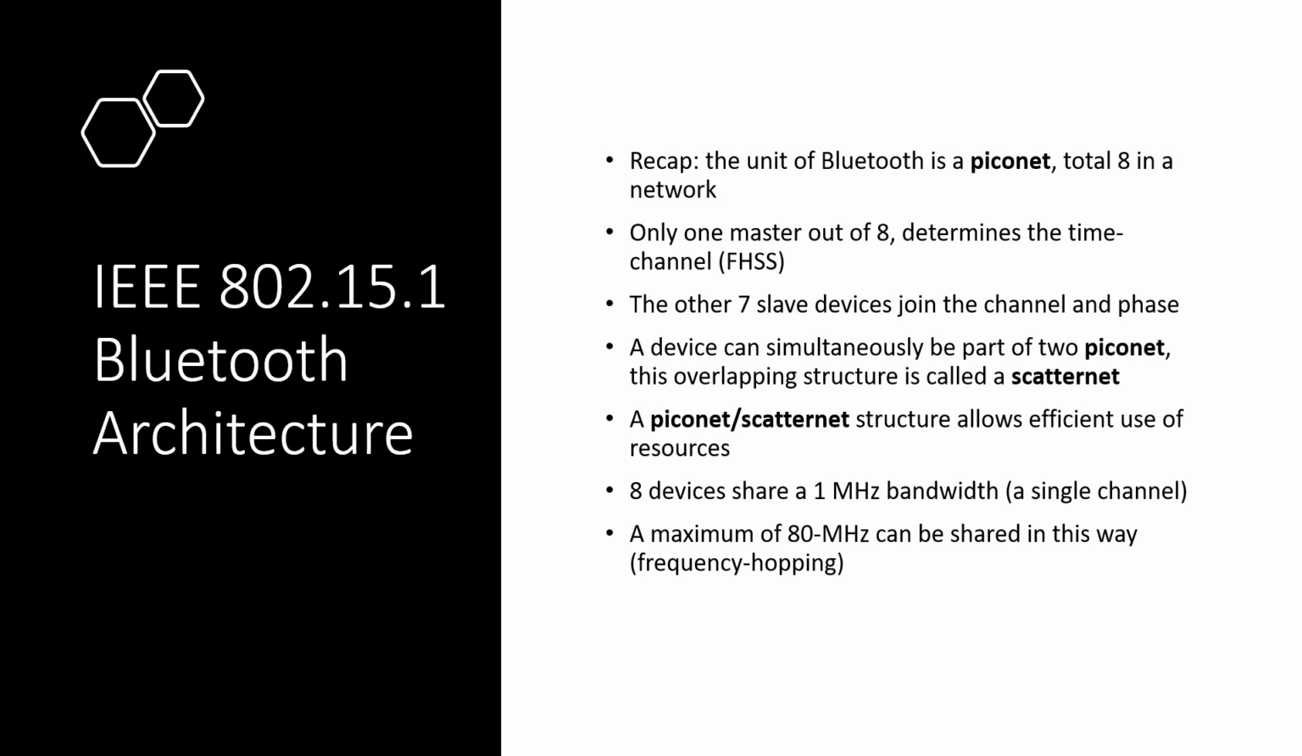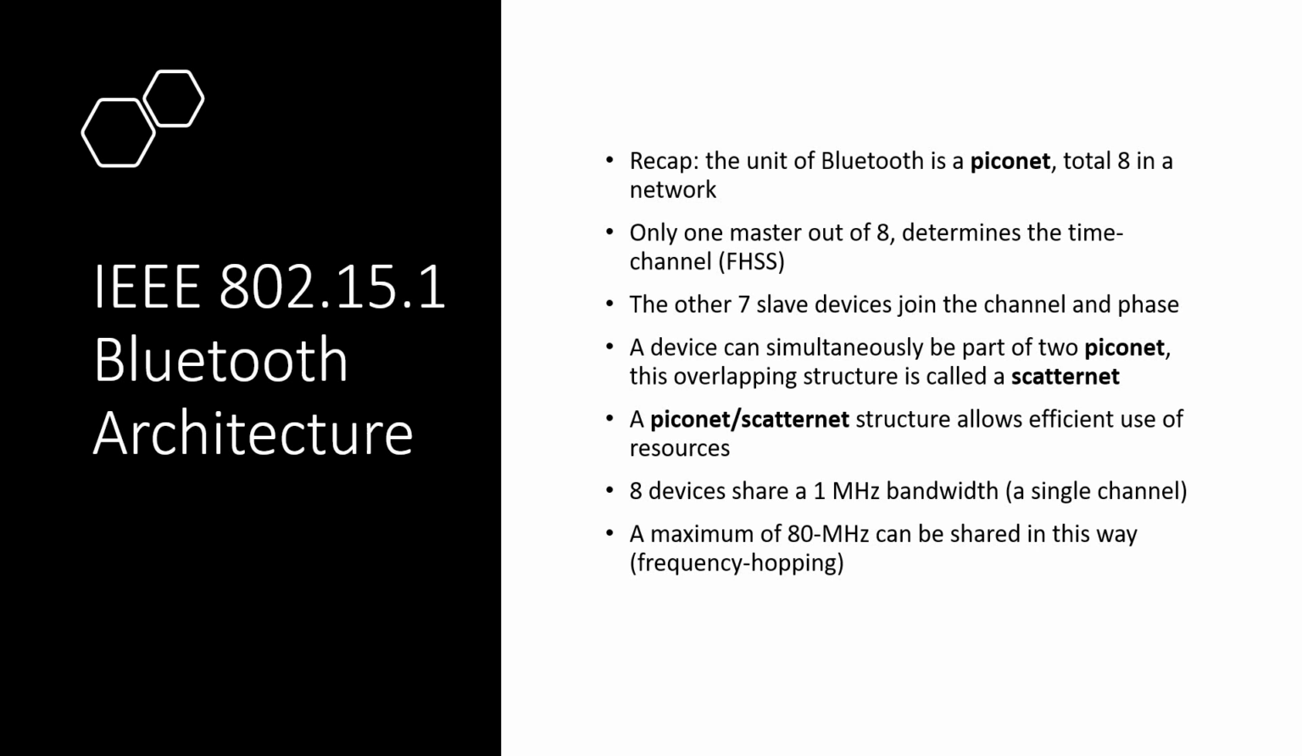This overlapping structure of different piconets is called a scatternet, and this structure allows efficient use of resources, because many devices can communicate using the same space or the same bandwidth. 8 devices, that means 1 piconet, share a 1 megahertz bandwidth, which is a single channel to communicate, and a maximum of 80 megahertz can be shared in this way using frequency hopping.